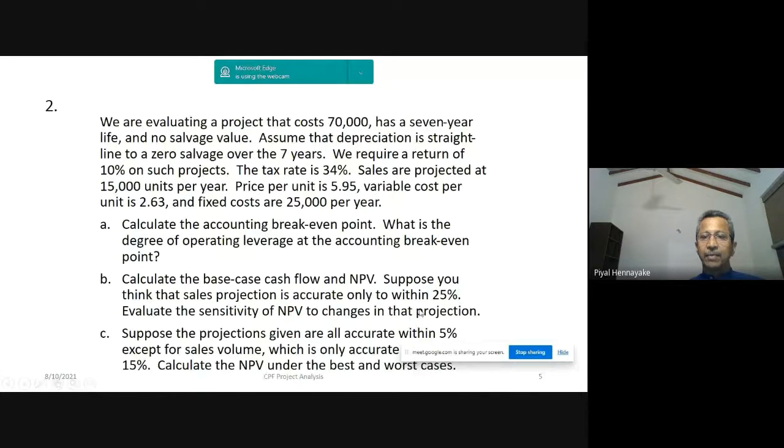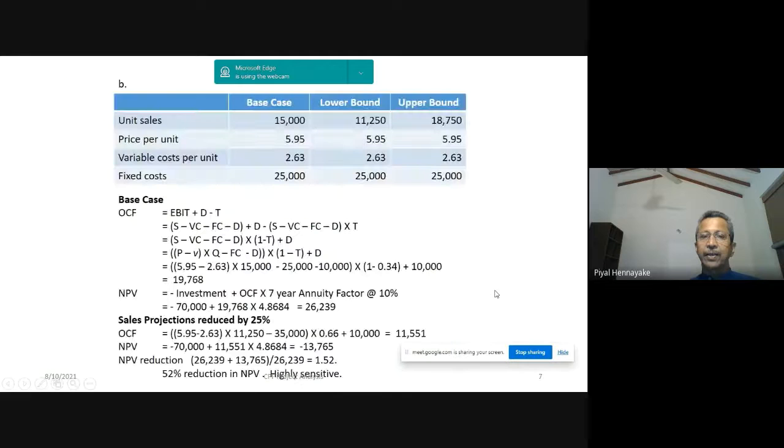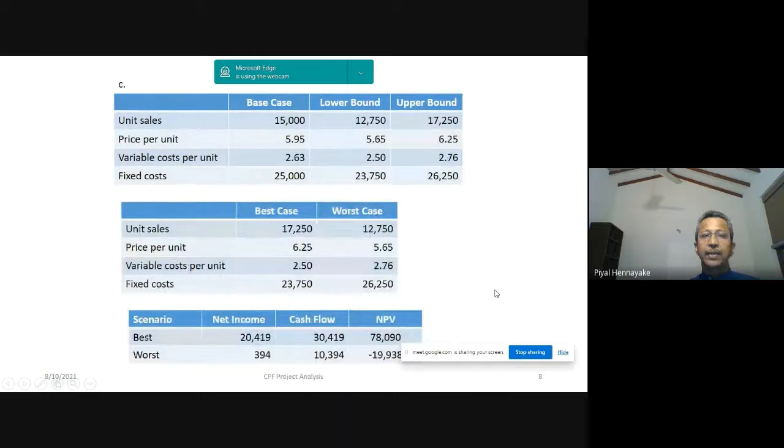Yeah, we have done the B part also. Suppose the projections given are all accurate within 5% except for sales volume, which is only accurate within 15%. Calculate the NPV in the best and worst cases. I think it is like the first question, right?